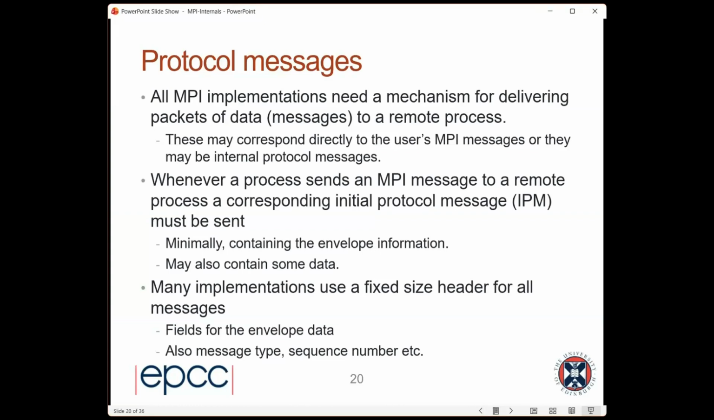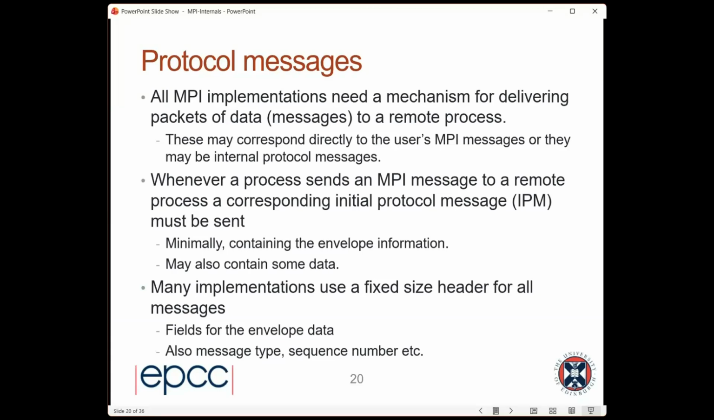So fundamentally, an MPI implementation needs two mechanisms for delivering packets of data to a remote process. These may be your messages, or they may be internal protocol messages, bookkeeping messages sent by MPI. But fundamentally, MPI needs to be able to send n bytes of data from process A to process B. These are generic, so what your MPI implementation does will depend on the detail. But this is a generic model which is useful in understanding how they work. It's probably how most are implemented.